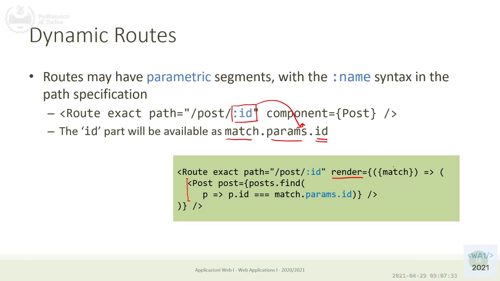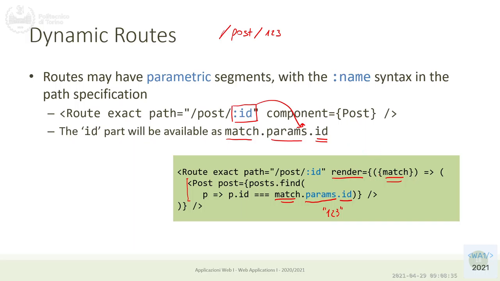But the interesting part is that this callback has a parameter, a so-called match object. And this match object contains some information about the URL that has been matched, but especially it contains a params sub-object that has some properties that are automatically filled from the actual content that was in the URL. So if the URL will be something like post 123, in this case, this expression match.params.id would actually be the string 123, because everything in the URLs is parsed as strings. But for accessing that, you need to access the match object that should be the argument of the render function.